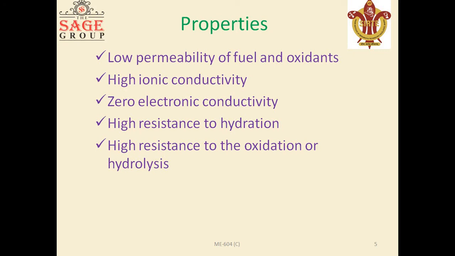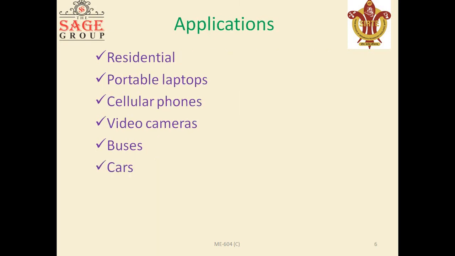Some of the applications are also there, because we want to know where this type of cell is used and what its applications are. This cell is used in residential applications, portable laptops, cellular phones, video cameras, buses, cars, and railway locomotives, etc. So these are the applications of this type of fuel cell, the polymer electrolyte membrane fuel cell, PEMFC.